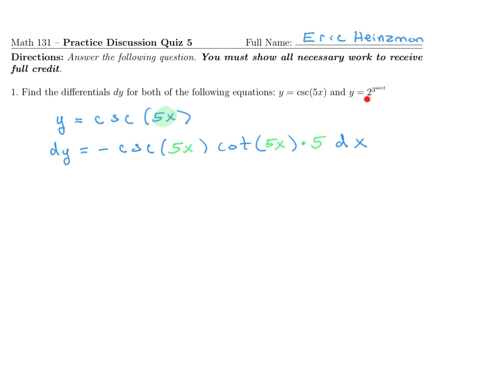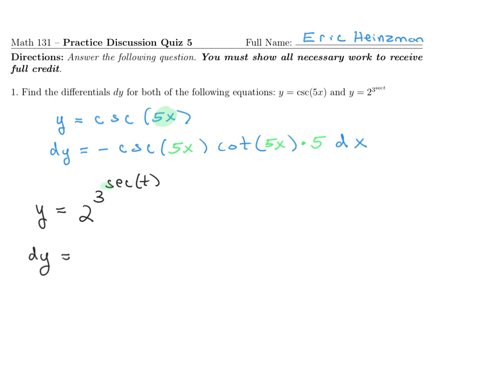y is equal to, this is called a power tower. It's 2 to the 3 to the secant of t. All right, I'm going to copy down the equation. That is y is equal to 2 to the power of 3, which is raised to the power of secant, and I'll use parentheses and say secant of t. To find the differential dy, we're going to start by differentiating this equation here.